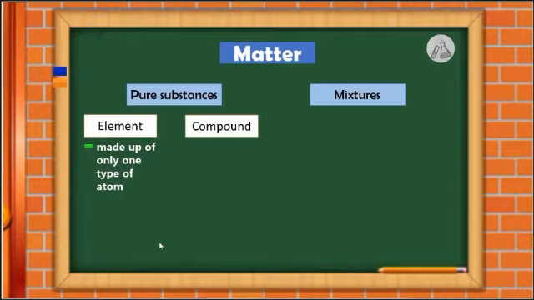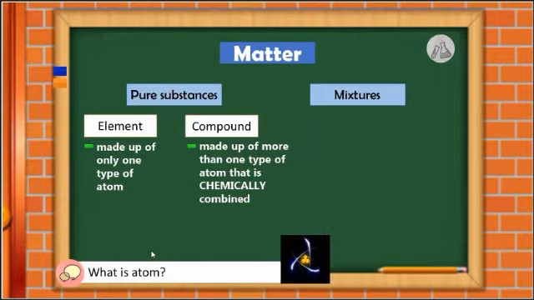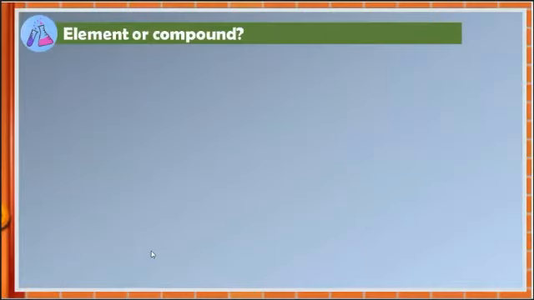Moving forward, we have compound. Sabi nga ni Sir kanina, it is made up of two or more types of atoms that are chemically combined. Tandaan, two or more atoms combined together by chemical means. So yun lang siya. I already defined what is an atom.